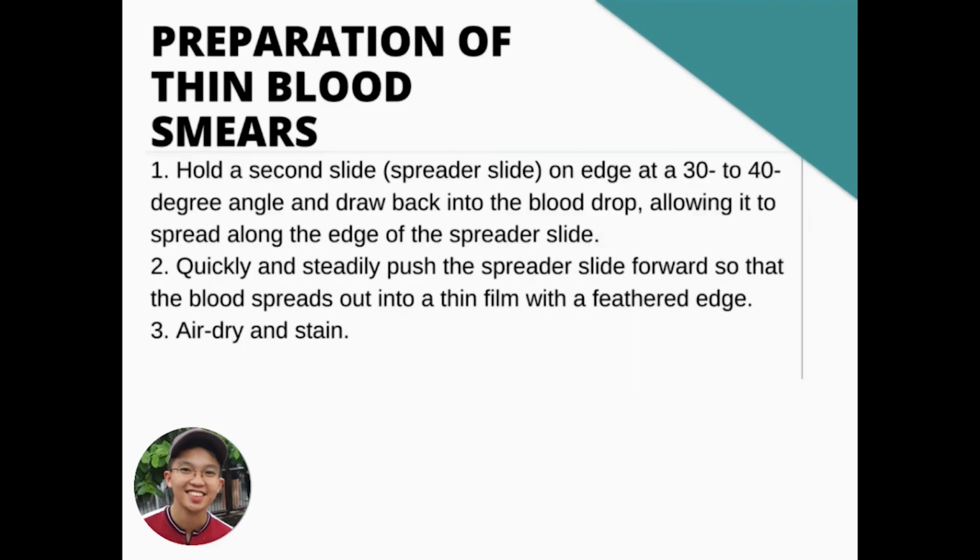For the preparation of thin blood smears, first you need to hold the second slide or spreader slide on edge at a 30 to 40 degree angle and draw back into the blood drop, allowing it to spread along the edge of the spreader slide. Second, quickly and steadily push the spreader slide forward so that the blood spreads out into a thin film with a feathered edge. Third, you need to air dry and stain the thin blood smear. Again, only thin smears are fixed with methanol.